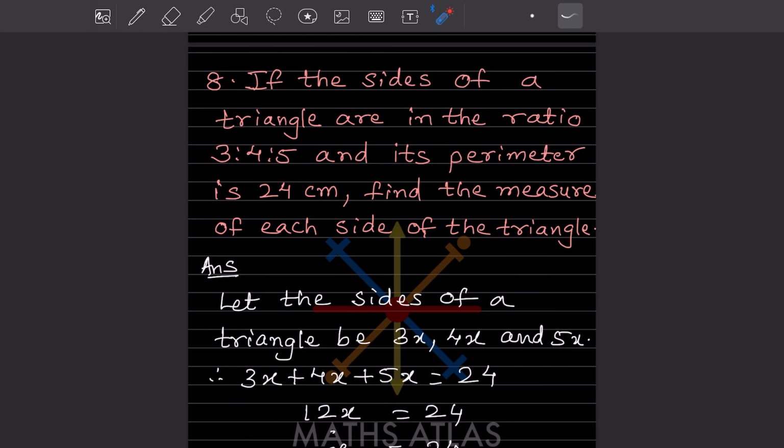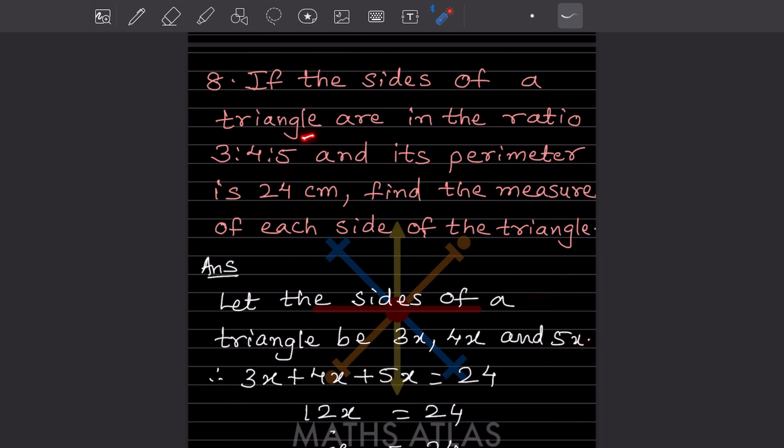If the sides of a triangle are in the ratio 3:4:5, and we have also done this in ratios, so you can also see the ratio topic. When we write 3:4:5, this is called is to, and its perimeter is 24. Find the measure of each side of the triangle. In a word problem, first read the whole problem and then go sentence by sentence, so you can plot the things over here.